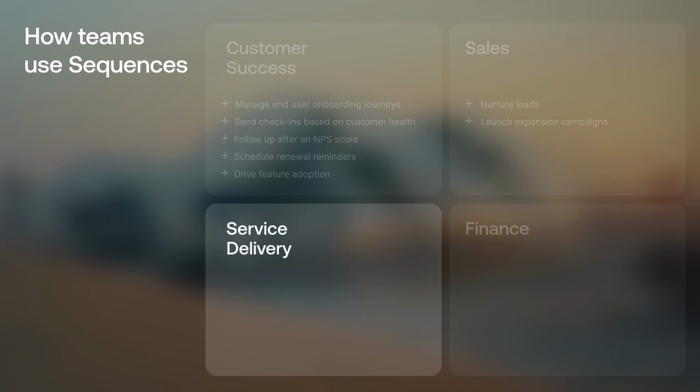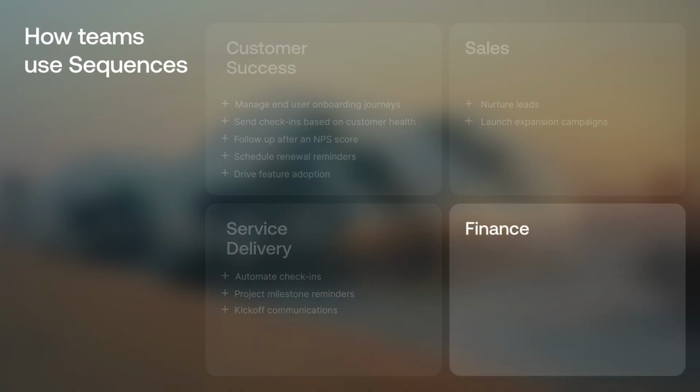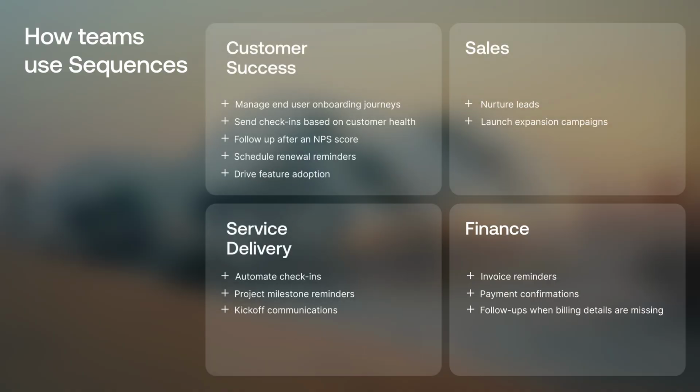Service delivery teams use them to stay on track, automating check ins when tasks are delayed, sending reminders for key project milestones, or prepping customers with kickoff communications. And finally, finance teams can automate routine but critical communications, like invoice reminders, payment confirmations, or follow ups when billing details are missing. No matter the team or use case, sequences help you stay proactive and personalized without the manual work.